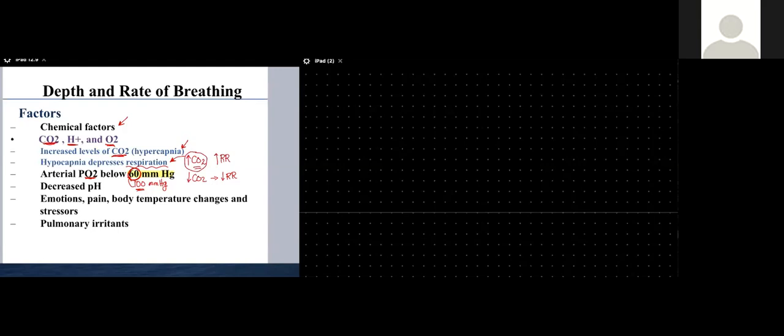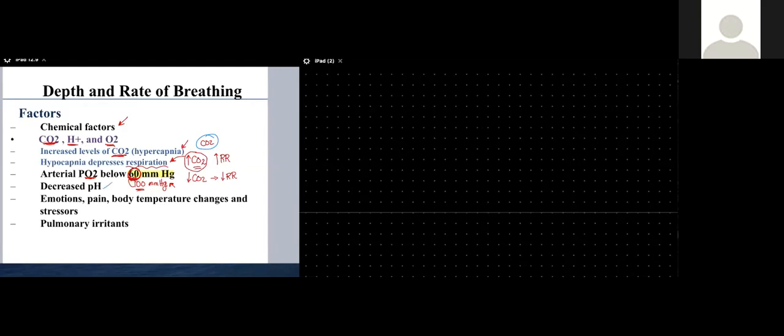But the main factor that will be regulating the rate and depth is not going to be the oxygen partial pressure drop, because I will wait until it drops to 60 millimeter mercury for me to increase the respiratory rate and depth. The main factor here that regulates the rate and depth of breathing is going to be the carbon dioxide levels. This is going to be my main factor.